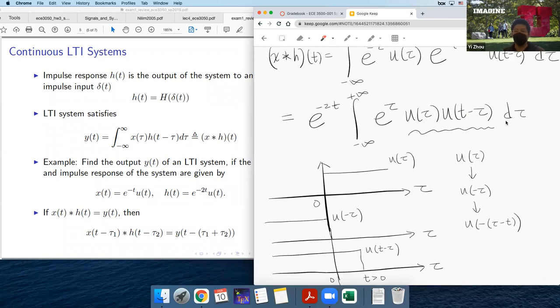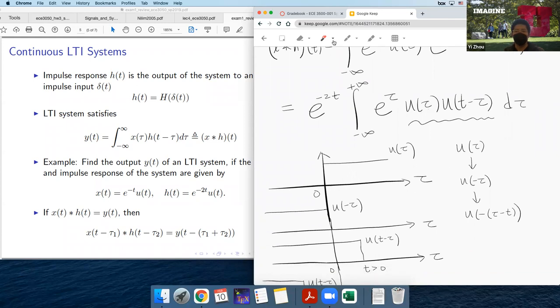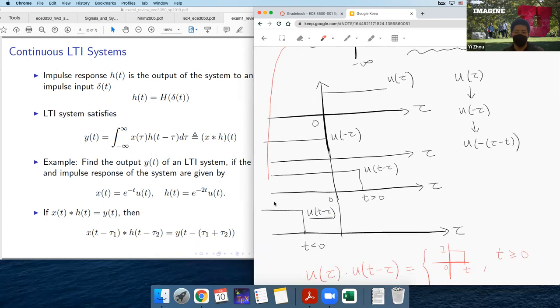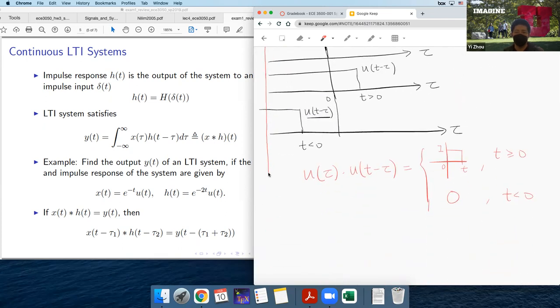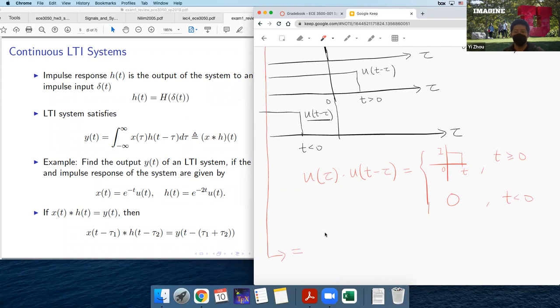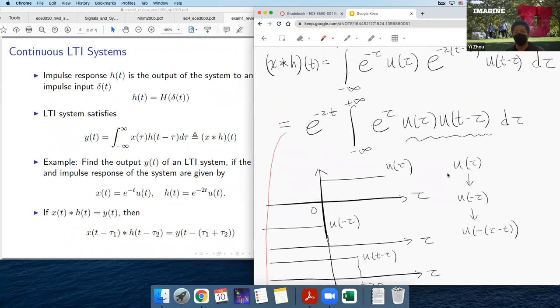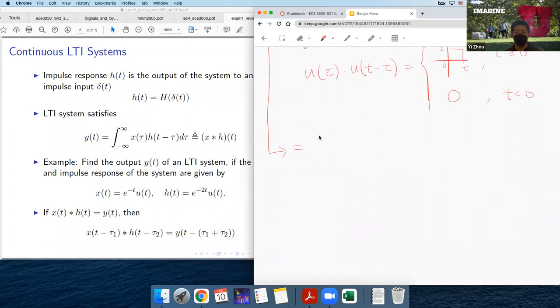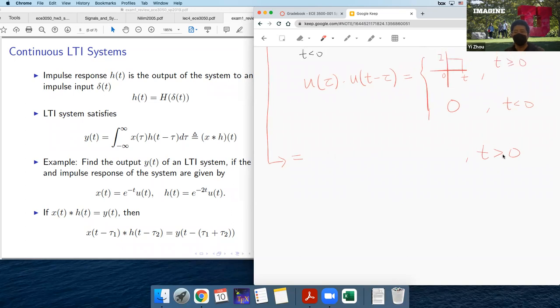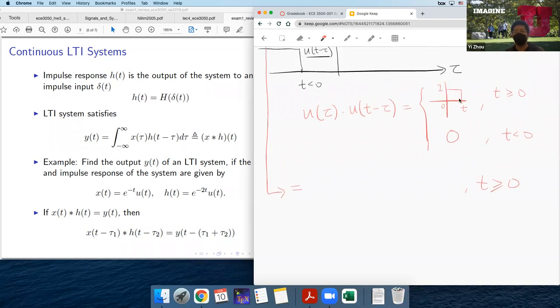Therefore, when you plug in this one, we can continue. So since if t is negative, then this product is simply 0, we don't have to discuss the case when t is negative. If t is negative, this is 0, everything is 0, right? The entire thing is 0. So we just need to discuss the case when t is positive. Now when t is greater than or equal to 0, this product is a window function between 0 and t.